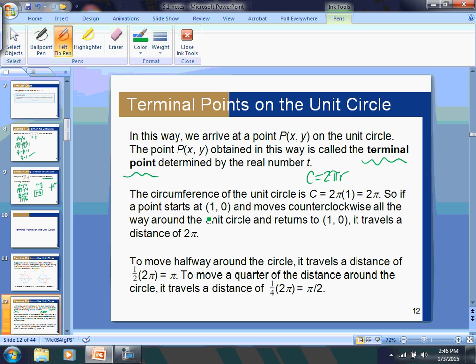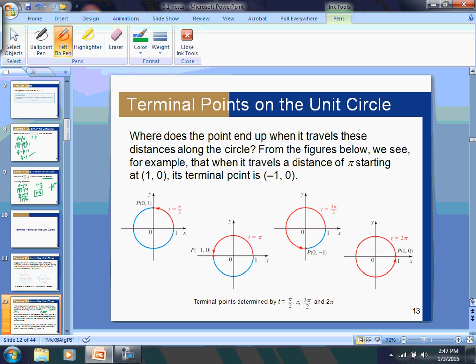So if we start at 1, 0, and then we go around the circle counterclockwise 2 pi, we end back up at 1, 0. We end at that same point that we started at. So your starting point and your terminal point could be the same point. And then, like we said, if we move halfway around the circle, then we would be at pi. If we move a quarter of the way around, we would be at pi over 2.